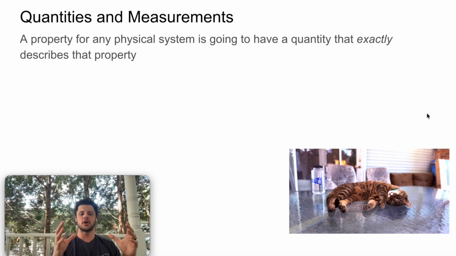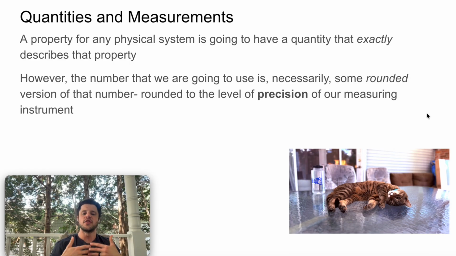All right, but any physical system is going to have a quantity that exactly describes a property. However, the number that we're going to use to describe it has to be some rounded version of that exact number, right? Because however we describe a property for a system or an object or a phenomenon, we need to use some measuring device that's only going to be precise to some amount. And so we're going to round that exact value to whatever amount our measuring device will allow.